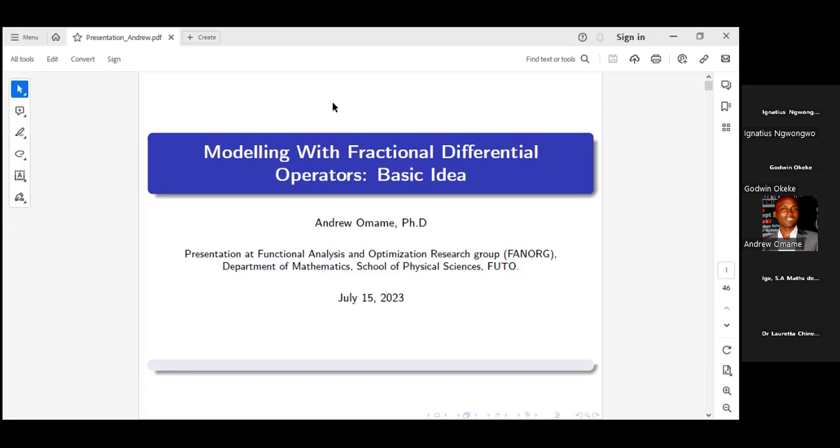Before we conclude, we want to find out from our participants if we have any questions. If you have questions, kindly indicate by raising up your hands. If you have questions based on modeling with fractional differential operators, basic ideas as delivered by Dr. Andrew Omame, please kindly raise up your hand. If you go to one of the icons in your Zoom, you will see the symbol where you can raise up your hand, and then you unmute yourself. Okay, I think I've seen one. Someone is clapping. Please, you can raise up your hands and also unmute yourself. We have just a few minutes so that we can round up. Our time is already past 10.